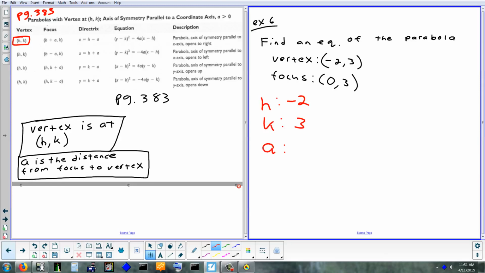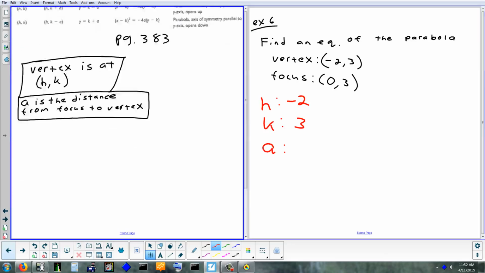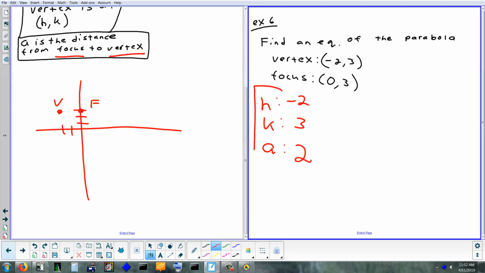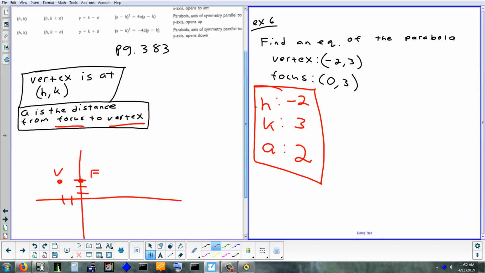Now we need A. What I would do is draw it out. The vertex is left 2, up 3. The focus is up 3. Focus, vertex. So what is A? 2. The focus and the vertex are 2 units apart. So now you've got everything you need, but you still have to decide which way the parabola opens. And that'll tell you which one of these 4 equations to use.